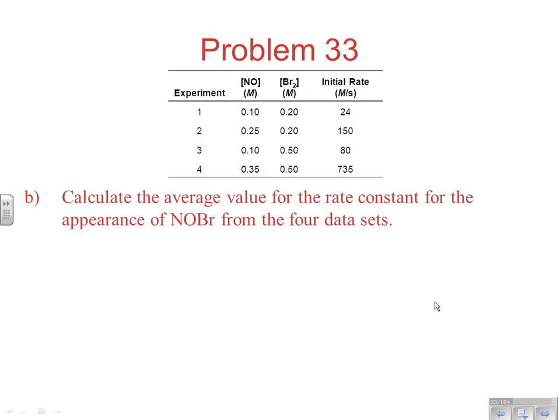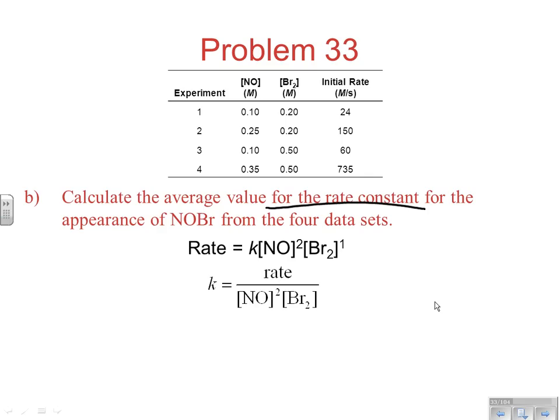Well, since I have rate data and I now have a rate law expression, the second thing you're always going to be asked to do is to calculate the rate constant for the reaction. So once you've got a rate law expression, usually the next question they ask you in the homework problem is what is the value of k? What's the rate constant? Now remember, in this case, rate is going to equal k times the concentration of NO squared times the concentration of Br2. So if you want to solve for k, that would equal the rate over NO squared times Br2.